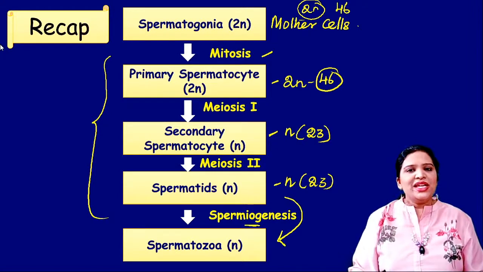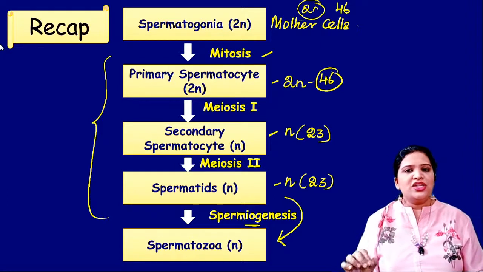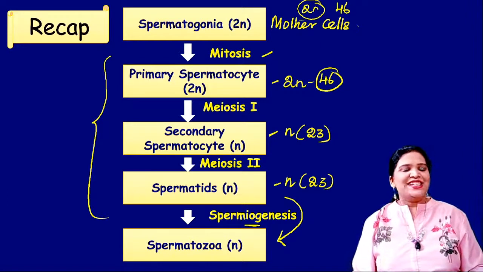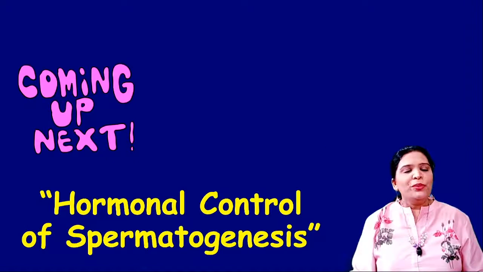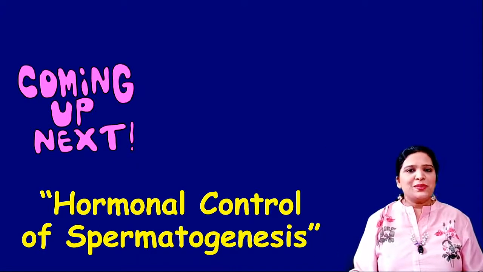Understand? So very easy. Please write down each step, the number of chromosomes, the reduction divisions, everything, and then you can easily remember the things. Okay. So I hope you understand the lecture. Our next lecture will be the hormonal control of spermatogenesis.